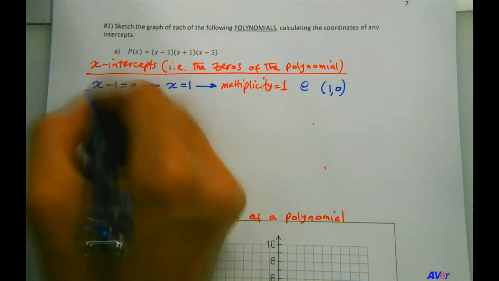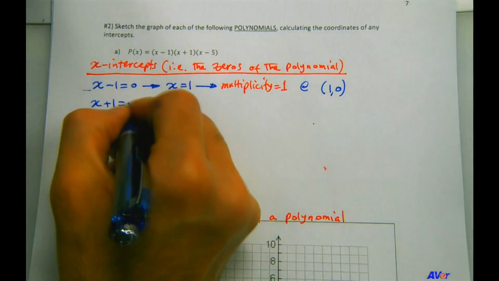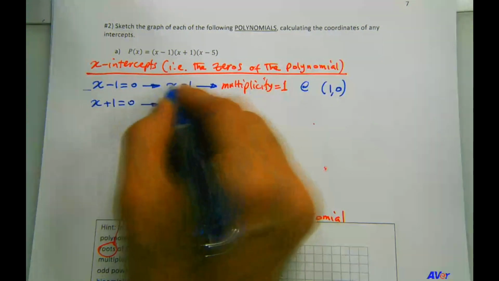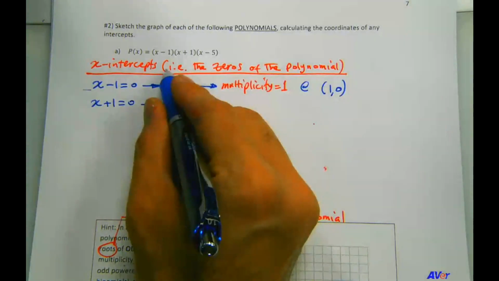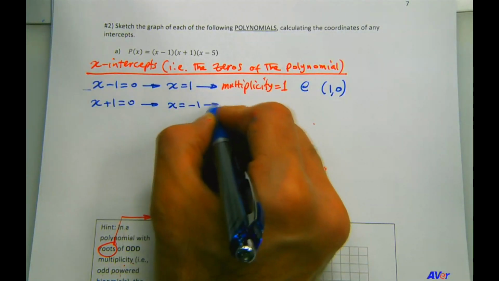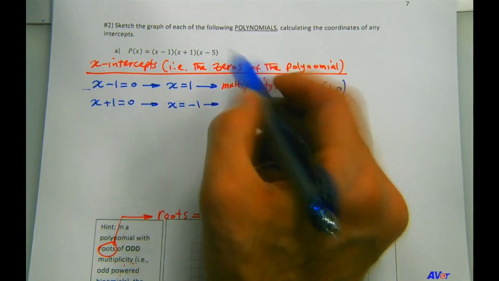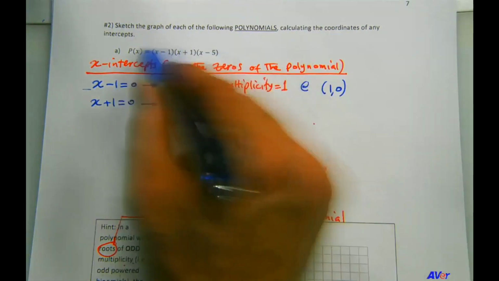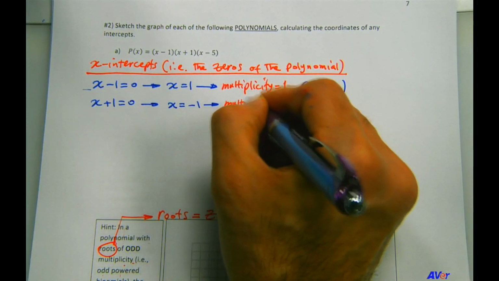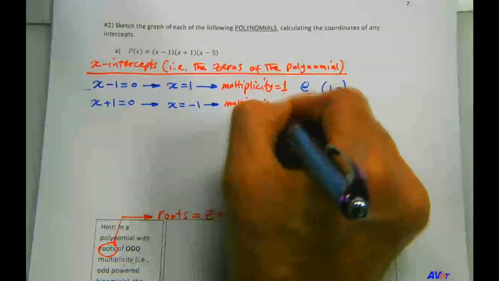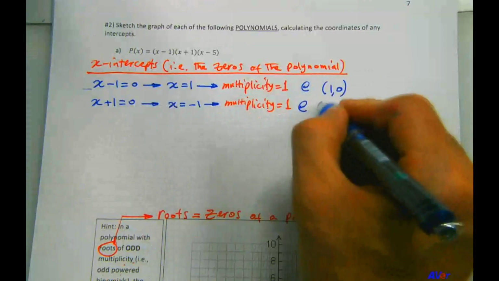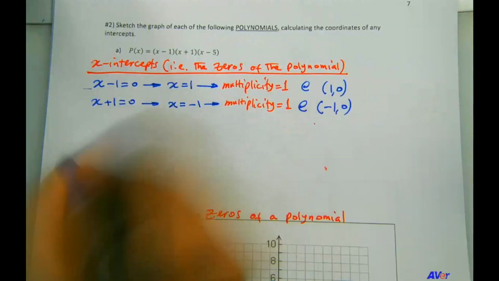So x plus 1 equals 0. That's the second factor. Then the zero, or the root of the polynomial, or the x-intercept, has once again multiplicity 1. The power of all these three factors is 1. So multiplicity is equal to 1 again at negative 1 comma 0.